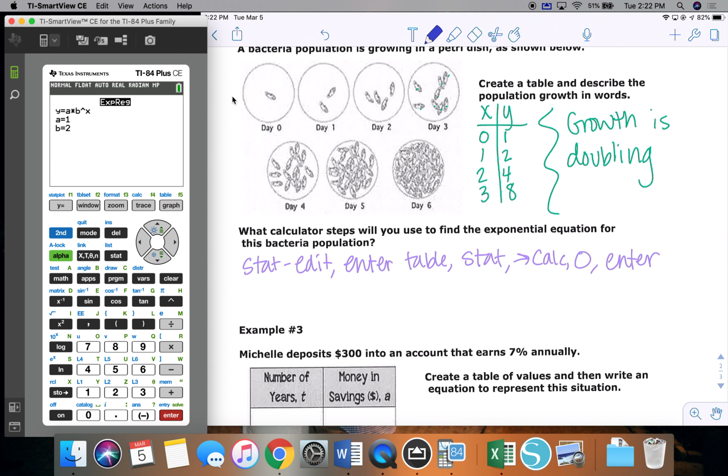And this makes sense. A is 1. That's how many I started with. That's my initial. And then it doubles each day.